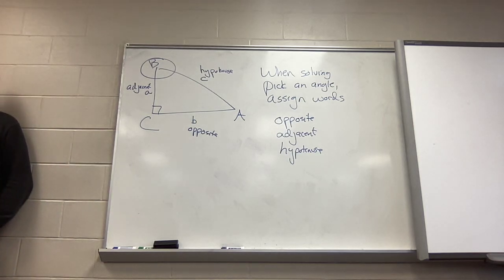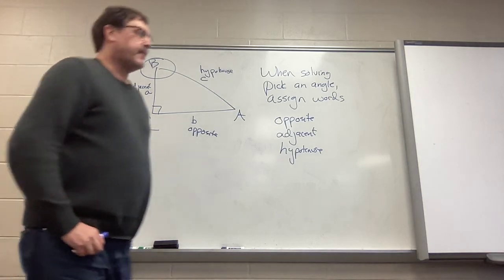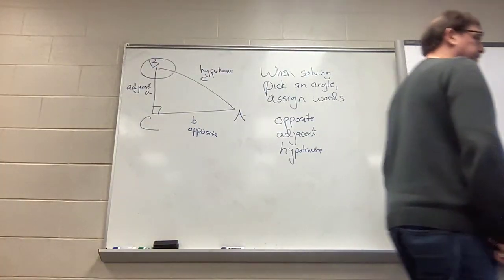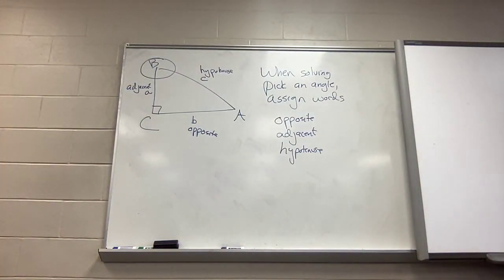All right, so we've got a 90-degree triangle. We pick any angle we want. Can't pick the 90. And then we have three words to assign: opposite, adjacent, and hypotenuse.